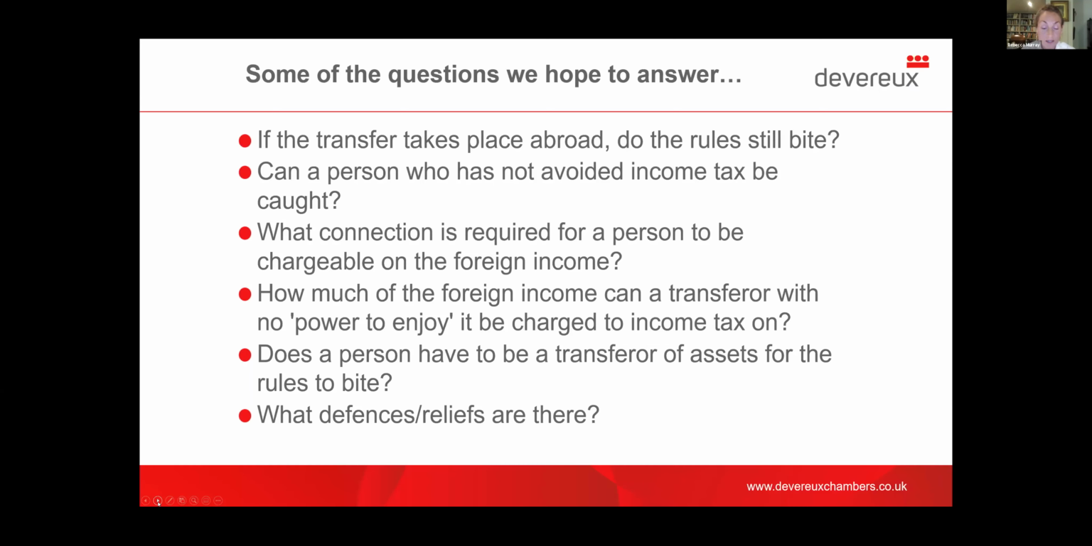Does a person have to be a transferor of assets for the TAR rules to bite? And there are different answers to this question depending on whether you are looking at the legislation alone or applying the case law. And finally, what defences and reliefs are there? So we'll touch briefly on the motive defence conditions and EU infringement, but we won't be covering the case of Davis today. I don't think we'll have time anyway, but there will be a whole session on treaty issues, including the case of Davis. I believe that is next week.